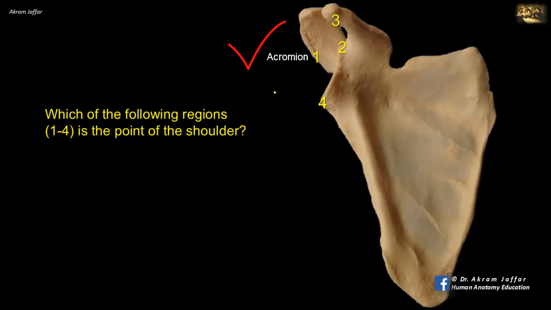Just to remind you about the other bony parts here, 3 is the coracoid process, and 2 is the supraglenoid tubercle, which provides origin for the long head of biceps, and 4 is the infraglenoid tubercle, which provides origin for the long head of triceps muscle.